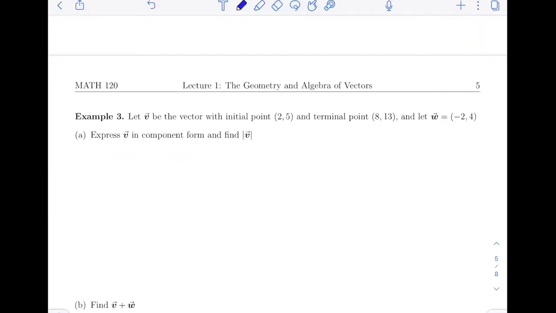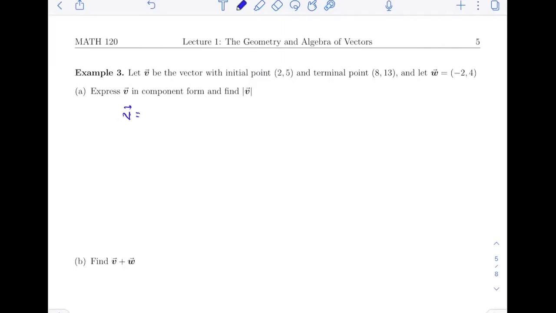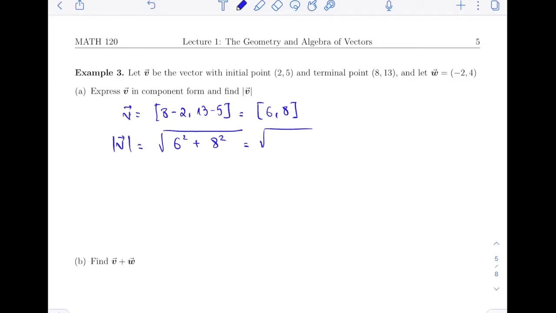So let's do that first. So v is equal to 8 minus 2, 13 minus 5, or this is equal to 6, 8. So that's the component form of the vector v. Now, if you want to find the length of the vector v, what you can do is take the square root of 6 squared plus 8 squared. 6 squared is 36 and 8 squared is 64. This gives me the square root of 100 or 10. So the length of this vector is equal to 10 units.